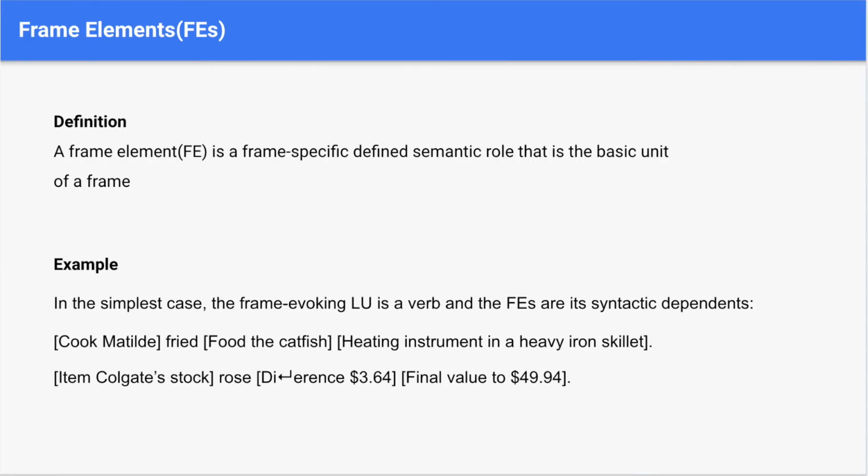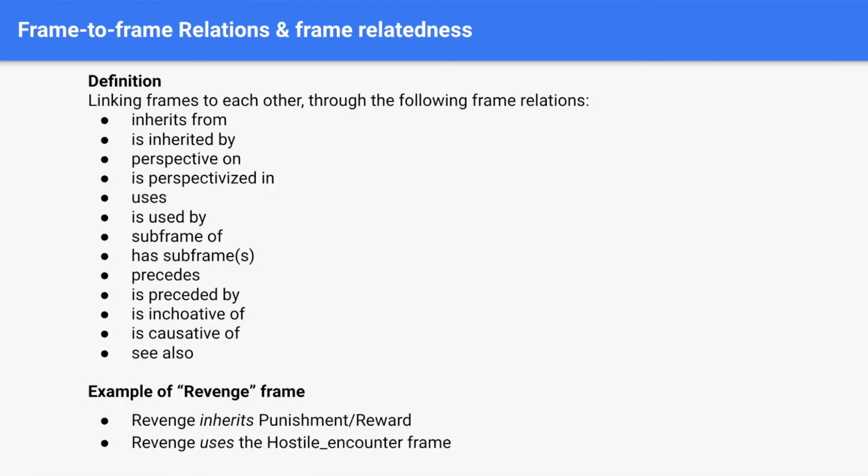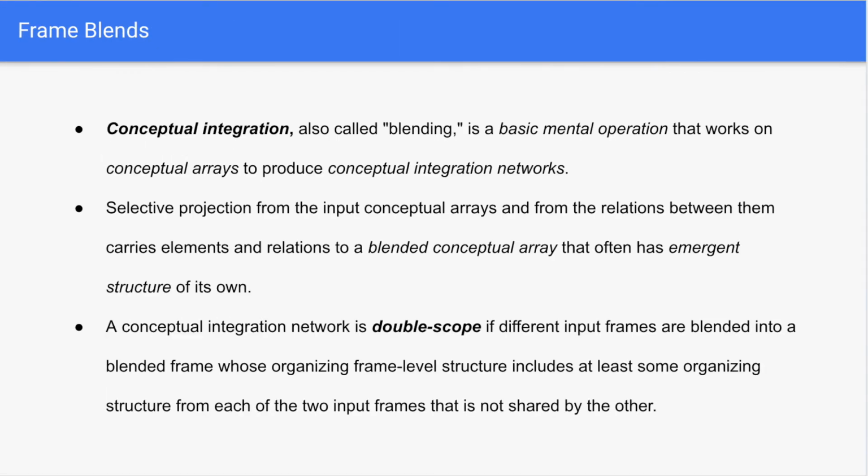As for frame elements, a frame element is a frame-specific defined semantic role that is the basic unit of a frame. For frame-to-frame relations, by definition, they link frames to each other through the following frame relations. In the example of the Revenge frame, revenge enhances punishment, reward frame, and the Revenge frame uses the Hostile_encounter frame. Now we have some basic understanding about frames, we can go on to see frame blends.